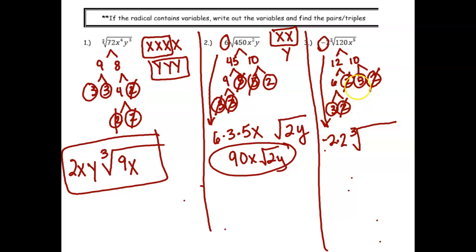Okay, and then 3 times 3 is just going to be 9. So that's going to go on the inside. Is that 3 times? No, 3 times 5. So the 15 is going to go on the inside.